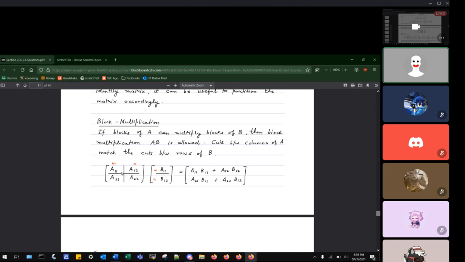What that means is the number of columns in the first block matrix must equal the number of rows in the second block matrix. So, for example, if you have a 4 by 9 matrix multiplied by a 9 by 5, you can't partition the first 9 into 3 by 3 by 3, and the second 9 into something like 2 by 7 or something like that. The sizes must be equal.